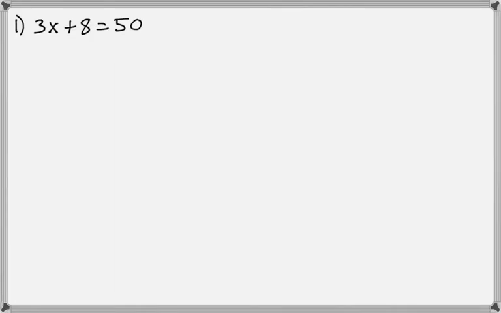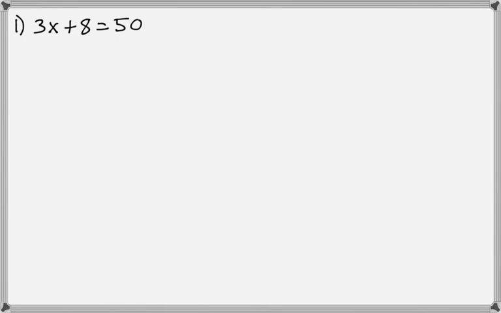Number 1, we're trying to solve the equation. So we're trying to get x by itself. And to do that, we have the 8 that's in the way, and we have the 3 that's in the way. So somehow we need to get rid of these or move these to the other side.